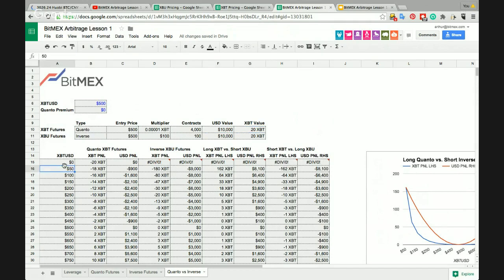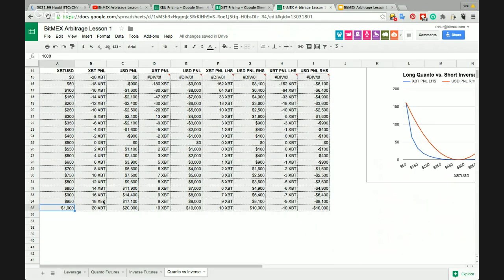And this table basically shows the return in Bitcoin terms, the profit and loss, P&L equals profit and loss, in Bitcoin and US dollar terms for each type of futures contract. So we have quanto here in columns B and C, D and E are for the inverse, and then we're going to compare being long quanto versus short inverse and short quanto versus long inverse. And again, we're going to look at a price window from 0 to 1,000 US dollars.